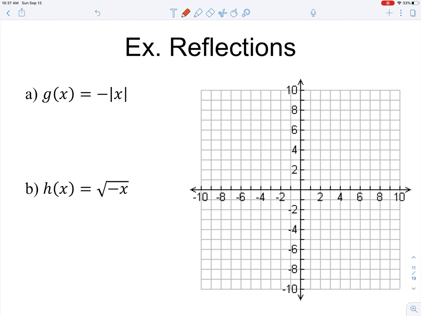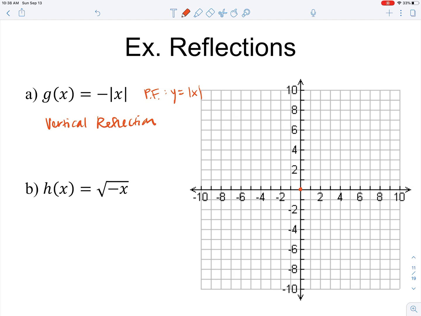Okay, so parent function for g of x, let's graph a few reflections. The parent function for g of x would be absolute value of x, okay? And that negative on the outside of the absolute value bars means that each y-coordinate of the parent function ends up being multiplied by -1. So this is actually a vertical reflection.